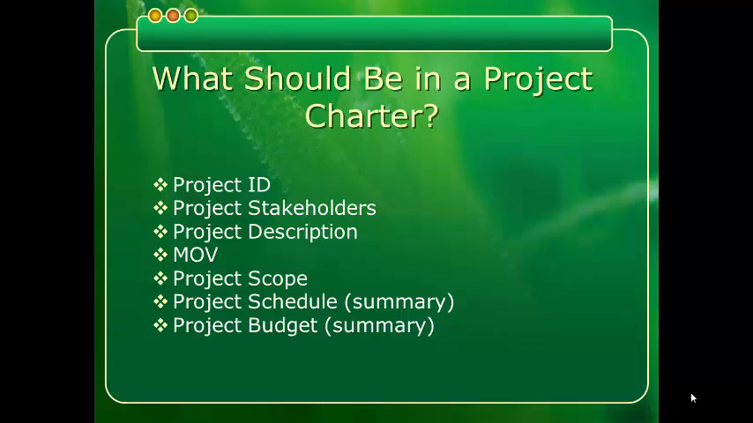So what should be in a project charter? The first one is we should have a project ID. Then the project stakeholders. The third is the project description. The fourth is the MOB. The fifth one is the project scope. The sixth is the project schedule. We should have a summary of this. And the last one is the project budget. Again, it is in terms of summary type. So basically, these are the things to be included in our project charter.